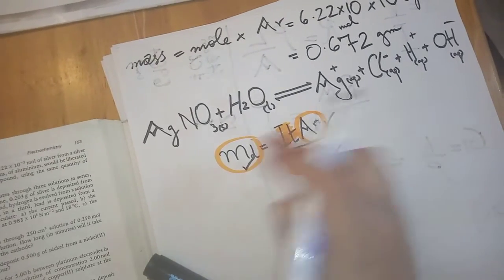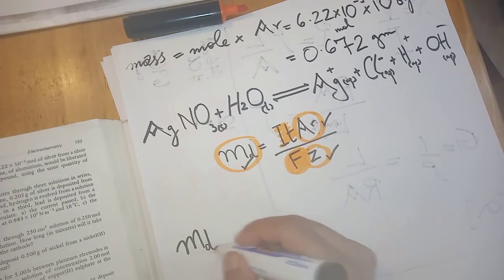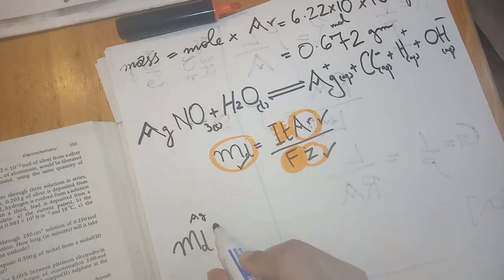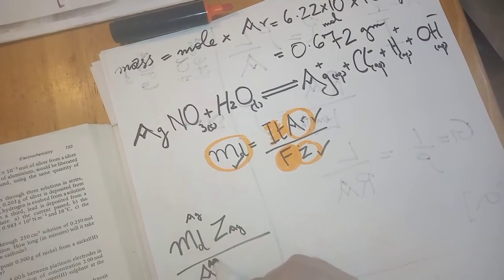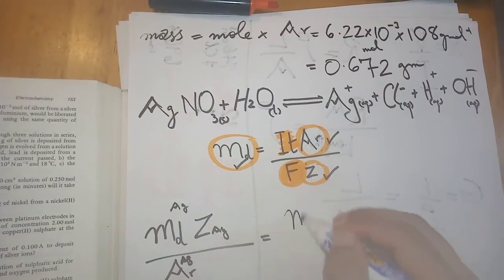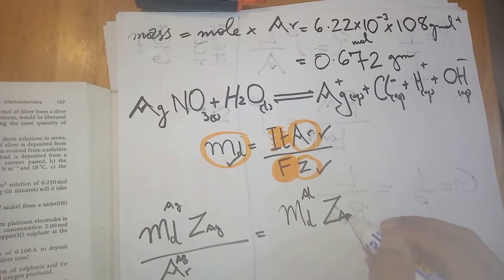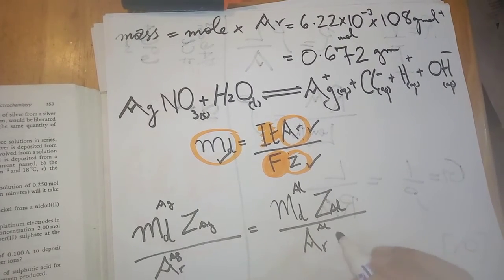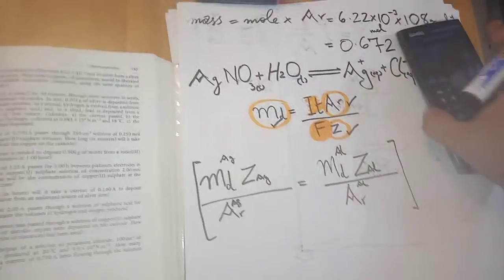So we'll have to use equivalency, unitary equivalency. That is, mass of silver times Z of silver divided by A of silver, equals mass of aluminium times Z of aluminium over A of aluminium. So we'll use this equation just like we use C1V1 over N1 equals C2V2 over N2.